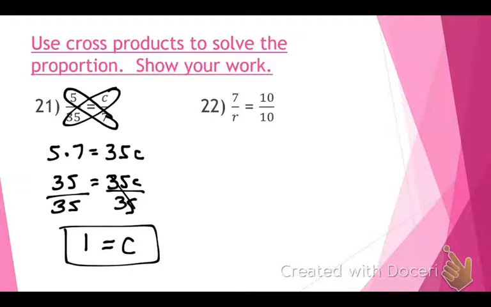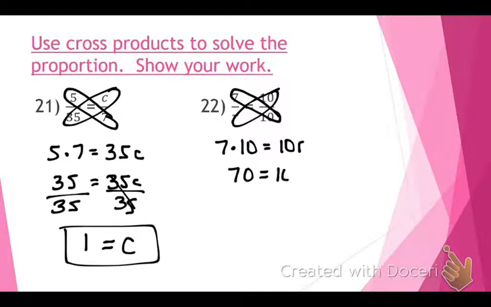7 times 10 equals 10R. Very good. Okay, 7 times 10 equals 10R, then what? Then you multiply 7 times 10, which is 70. 70 equals 10R. Then what do I do to get that R by itself? Divide by 10 on both sides. You've got to get rid of that 10, so you divide by 10 on both sides, and you find out that R equals 7. All right?